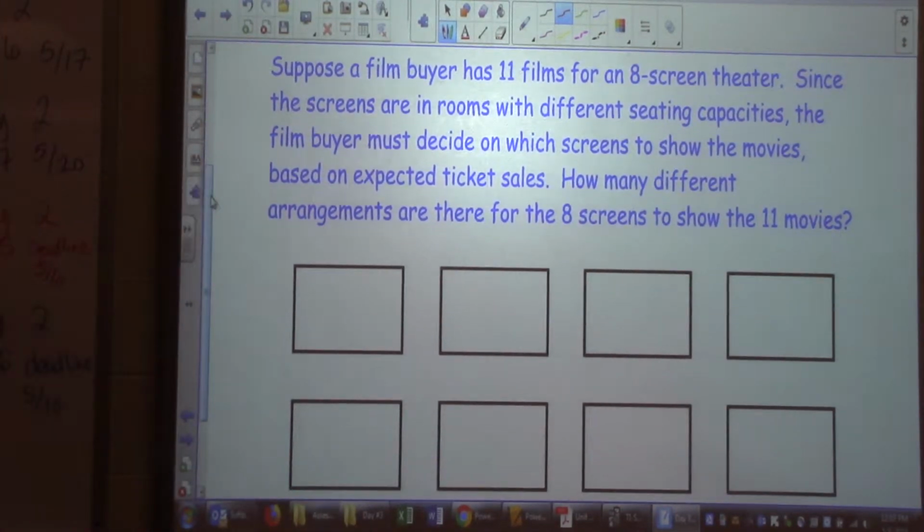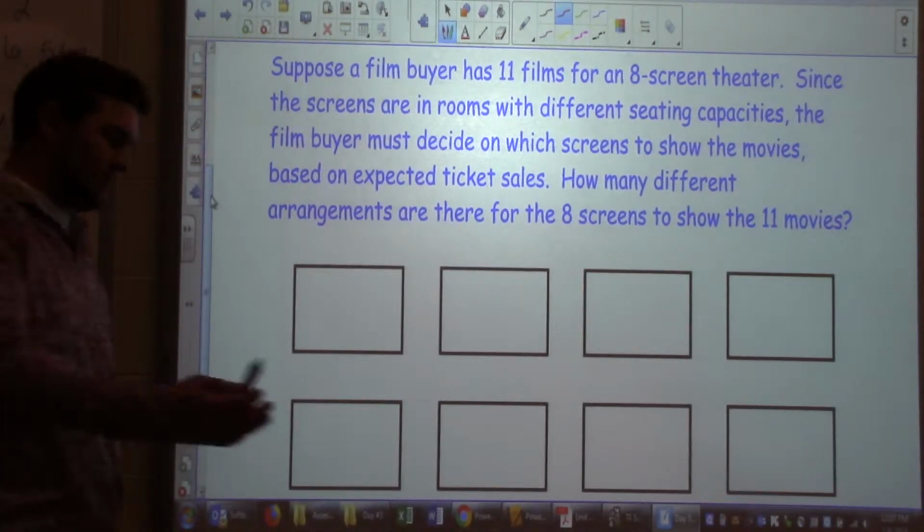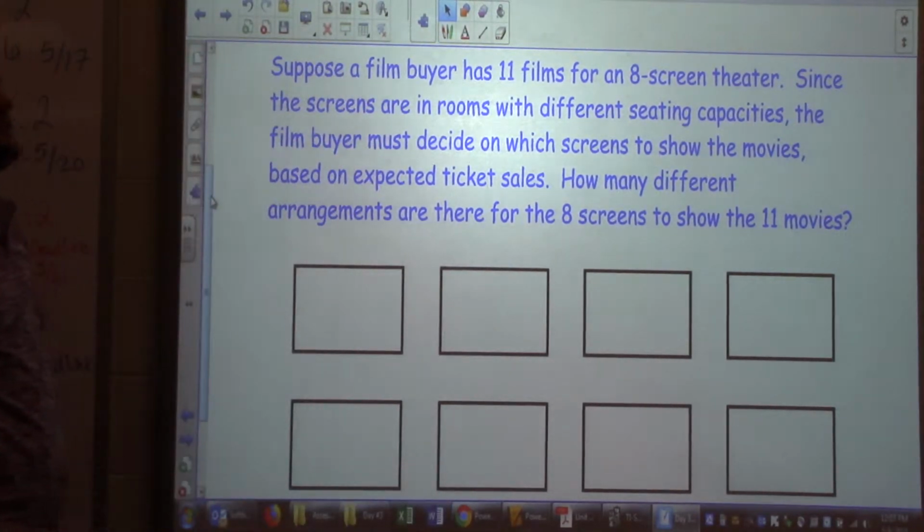Suppose a film buyer has 11 films for an 8-screen theater. So there's 8 screens in this movie theater. There's 11 different films that they have that they could show. Since the screens are in rooms with different seating capacities, the film buyer must decide on which screens to show the movies. How many different arrangements are there for 8 screens to show the 11 movies?